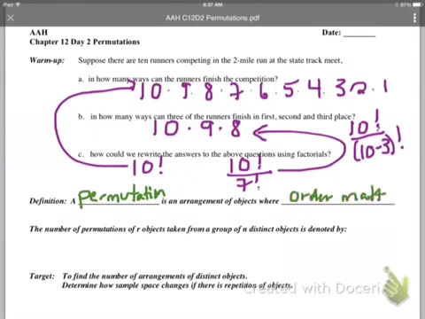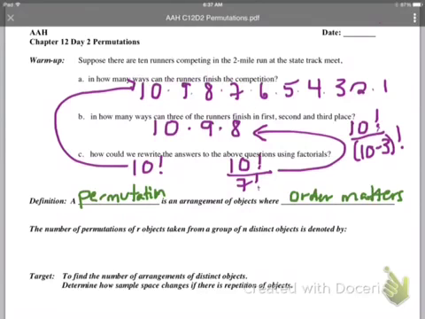So what I mean by that is, if Ben, Chip, and Yoon are in a race and Ben comes in first, let's say Ben comes in first, then Chip, then Yoon. That's different than if Chip comes in first, then Yoon, then Ben. So the order is important. The order matters.